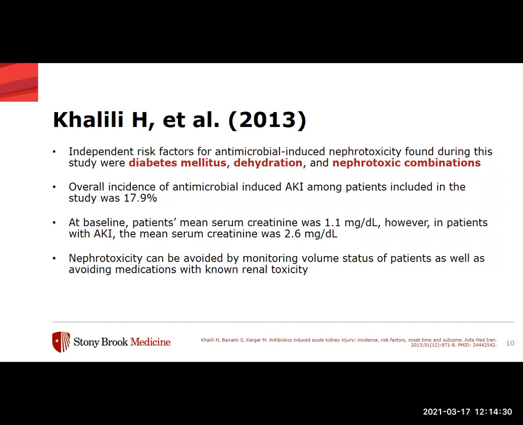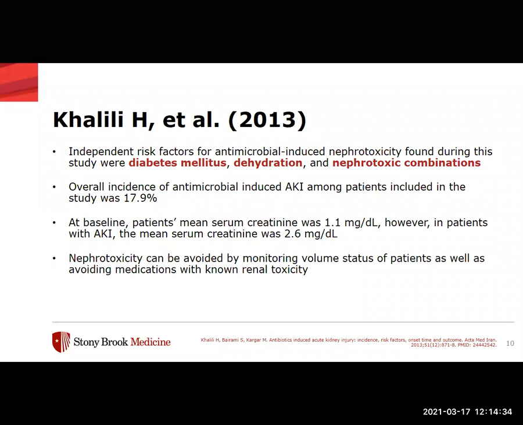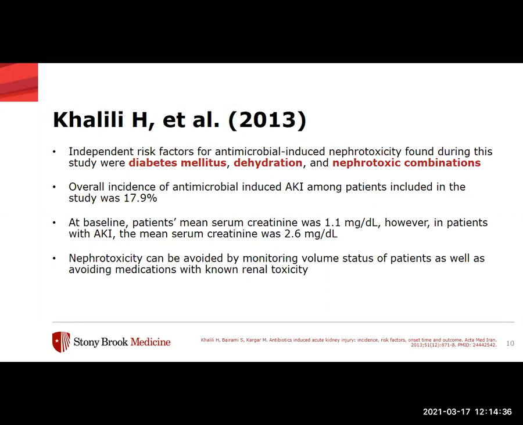So in addition to these results, I wanted to highlight other findings from the study as well. Firstly, the study was able to identify independent risk factors for antibiotic-induced nephrotoxicity, which included the presence of diabetes or dehydration, as well as the administration of nephrotoxic combinations. And actually, in fact, 30% of the patients were found to have a history of current use of other nephrotoxic agents, such as NSAIDs, ACE inhibitors, or diuretics.